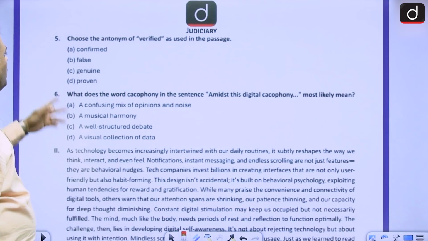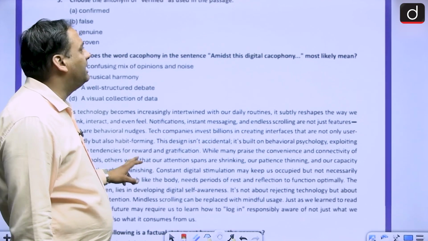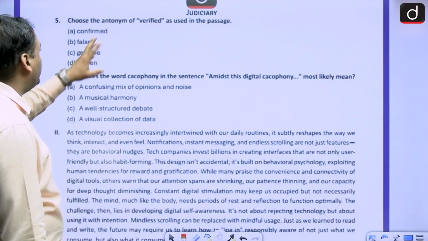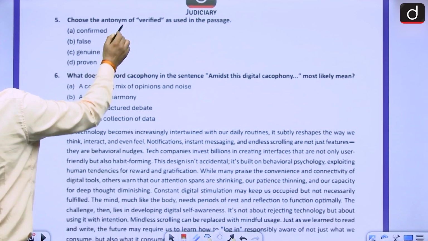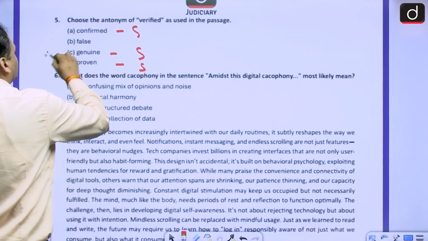Okay, now choose the antonym of verified. Now verified means to say genuine, confirmed, accurate. Many words are there, but antonym is asked. So this is synonym, this is synonym, this is synonym. So this is the right answer. Antonym.